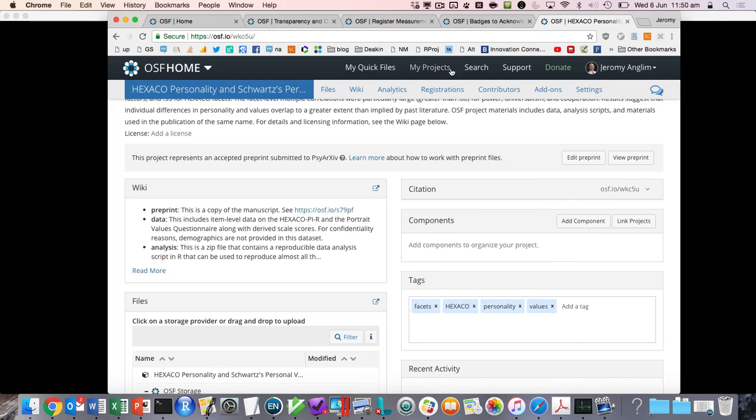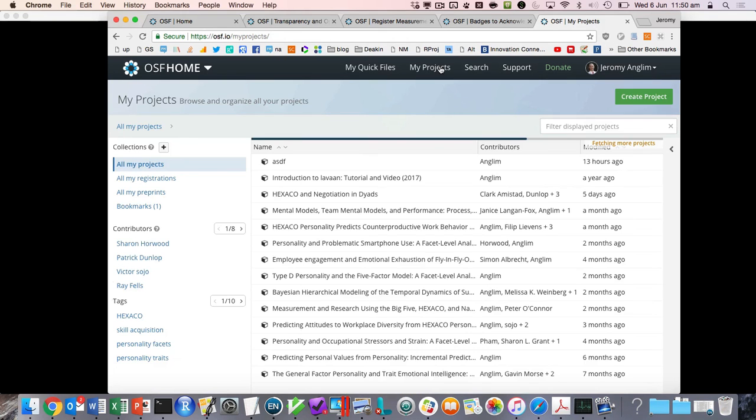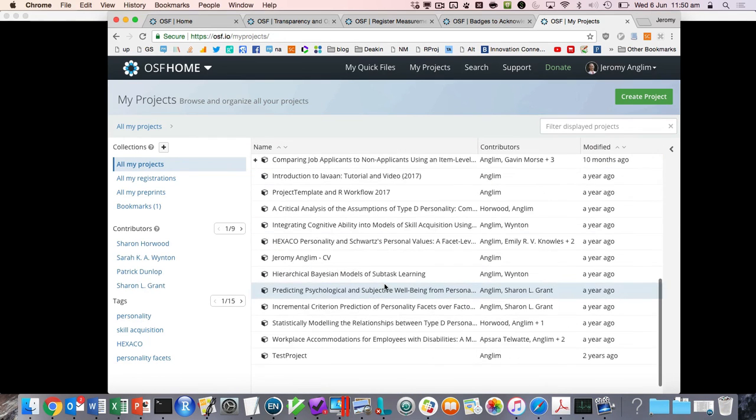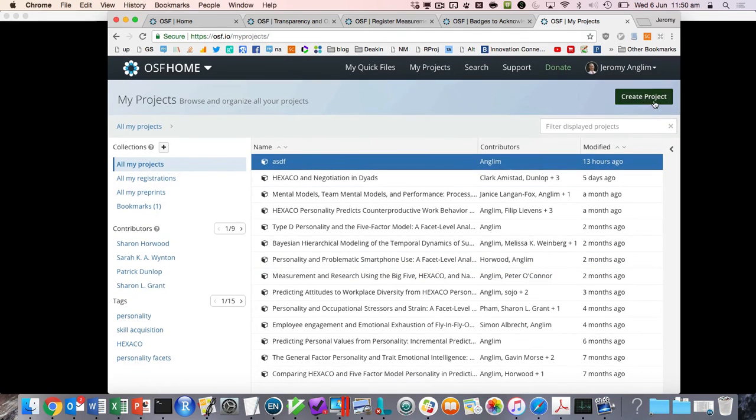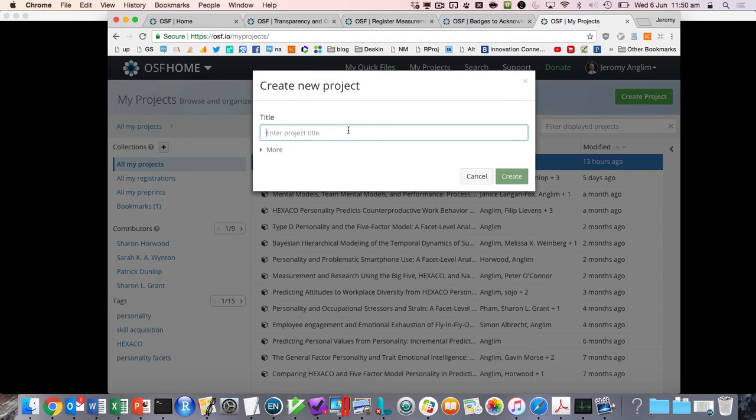So, just to give you a really quick feel for what the OSF looks like. Once you've created an account, which is super easy, you can see all your projects. It's very easy to create a new project.